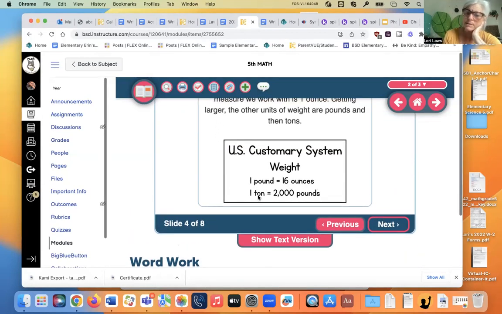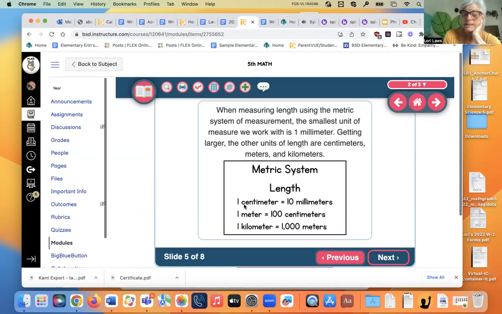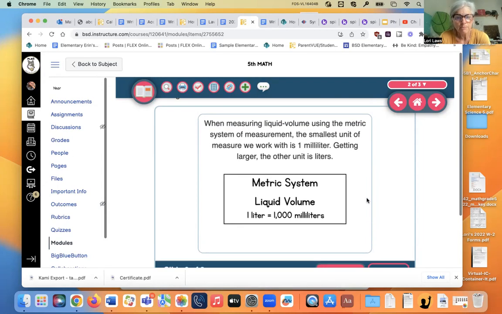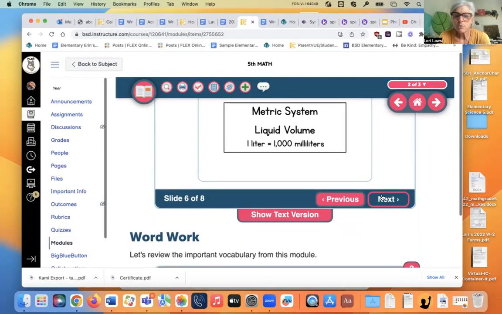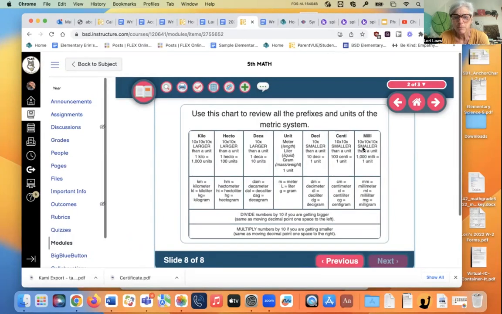That 1 pound is 16 ounces, 1 ton is 2,000 pounds. That the metric system has these prefixes, and that you can remember them if you remember that King Henry died drinking chocolate milk. So it goes kilo, Henry is a hecto, died is a deca, and then you go to the ones that are smaller than 1, and they all have an I in the middle. So drinking chocolate milk, deci, centi, milli. So that's how you can remember the place value, but you really need to pay attention when you're converting. So here's 1 liter is 1,000 milliliters, and here is the chart that helps you remember.